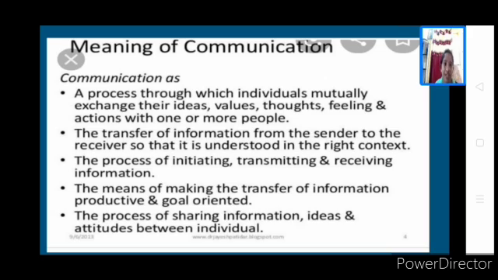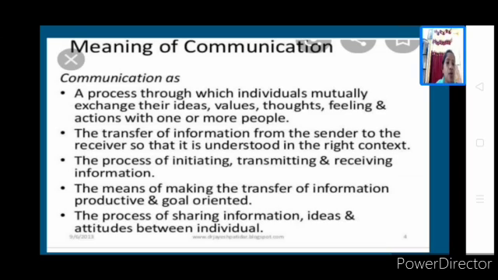The process of initiating, transmitting and receiving information. These are the different activities involved in the process. It is a process of initiating, that is saying something, transmitting, and, as you will understand when we go into the process, there will be coding and decoding in communication, and receiving of information. The means of making the transfer of information productive and goal oriented.